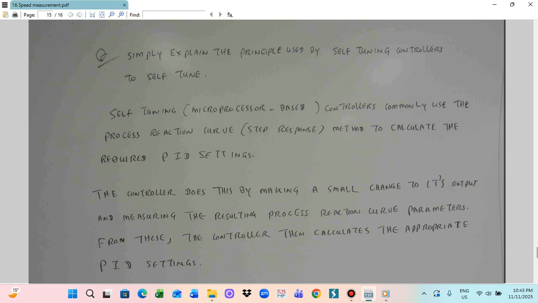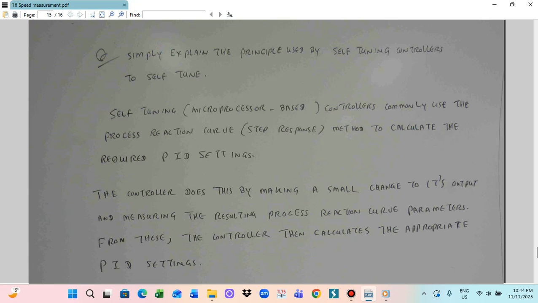Then there is the phase tuning controller. In this case, we utilize a microprocessor in the phase tuning controller. Its function is to use the process reaction curve to calculate the required PID settings. By applying the phase tuning controller, it can calculate the proportional, integral and derivative control settings. These settings can then be applied to control the function at any certain point.